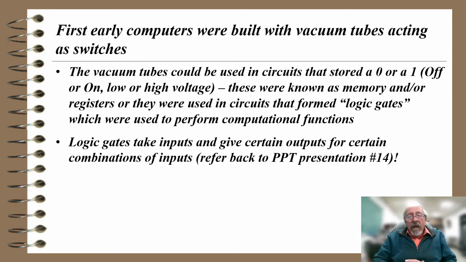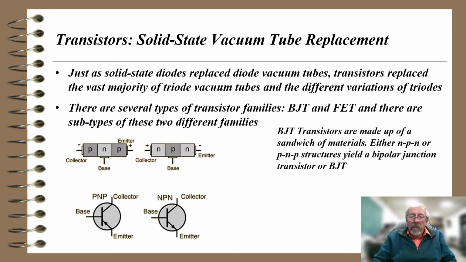So vacuum tubes could be used in circuits that stored a 0 or 1, an off or on, low or high voltage, and these types of circuits were known as memory or registers, or they were used in circuits that form what we call logic gates, which were used to perform computational functions. Now, let me give you a little more insight about logic gates. Logic gates take inputs and give us certain outputs for certain combinations of inputs. You might want to refer back to PowerPoint presentation number 14. And maybe I'll review that again in this one, I don't recall.